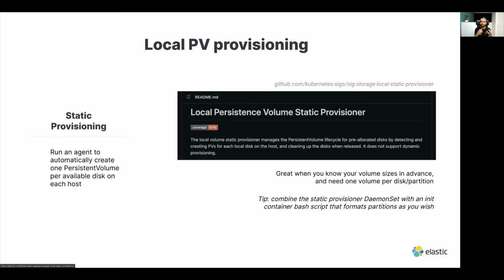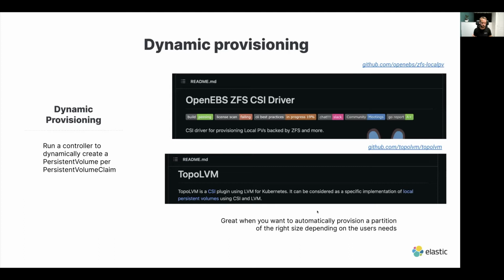And finally, maybe the more advanced way to provision local volumes is to use dynamic provisioning. You have a lot of options there. I'm just going to mention two of them that I find interesting. The first one is the ZFS CSI driver of OpenEBS, which allows you to provision volumes based on a ZFS file system, which is created on demand for the exact size that is required in the claim.